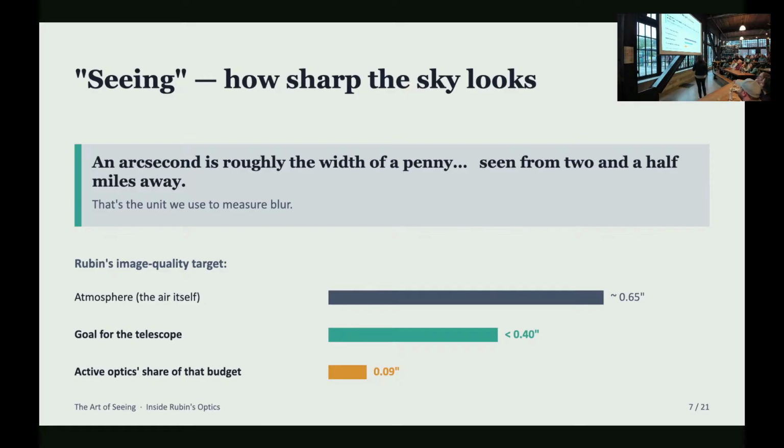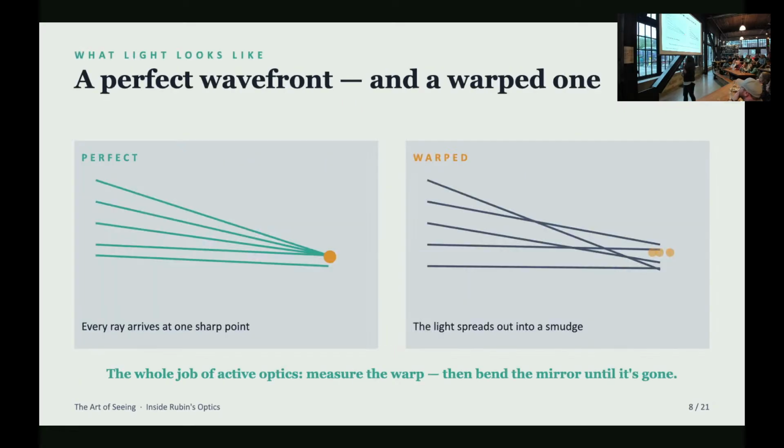So the error budget that we're looking at with Rubin is: the atmosphere itself is contributing about 0.65, that's the median seeing contribution just in our location. And we have to do better than the atmosphere so that we don't run up the error budget too much. We're going to get to this in a second. Active optics is the constant adjusting thing that I was talking about. So we have to do that.